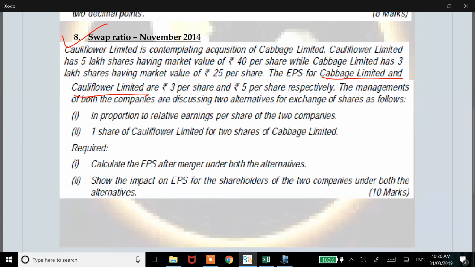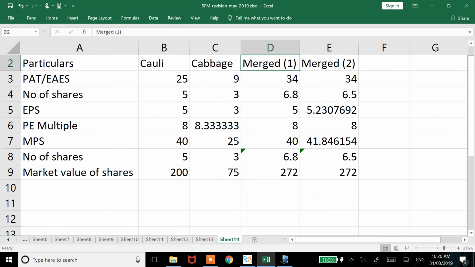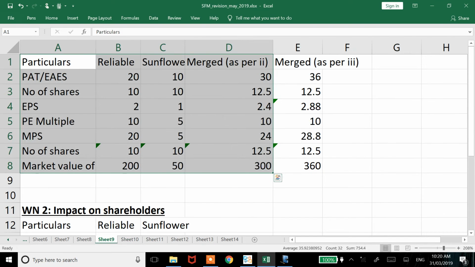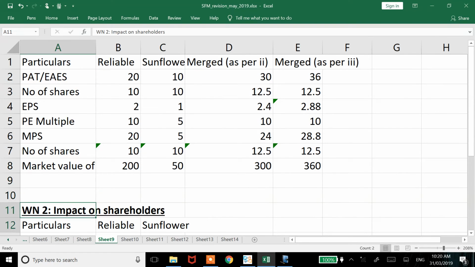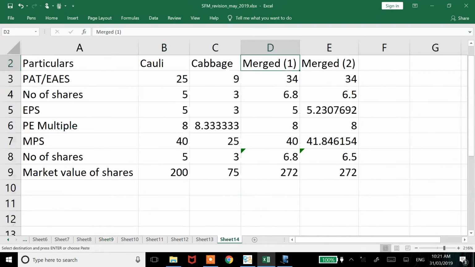Now, this is a different question where they've asked, state the impact on EPS for the shareholders of two companies under both alternatives. Their specific requirement is EPS. If they just ask gain or loss, then I would have done this format itself. So what we are going to do is use this. The only thing is, instead of writing price per share, I'll write earnings per share and calculate the gain or loss for the two sets of people, because normally the impact is measured through price.